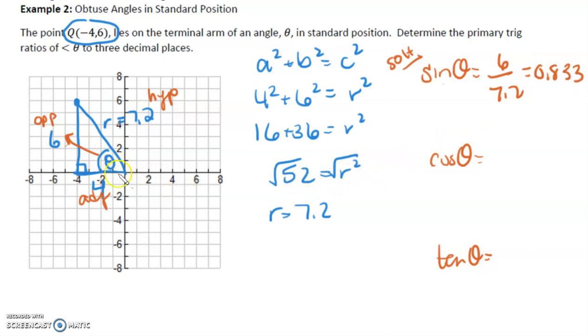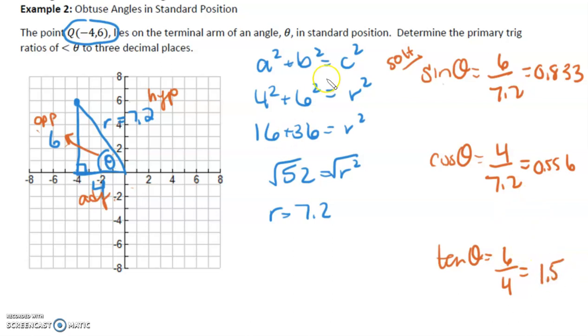Okay, for cos, we're going to do adjacent over hypotenuse, so 4 over 7.2. And we get 0.556. And for tan, we're going to go opposite over adjacent, 6 over 4. And I think that's 1.2. Oh, 6 over 4, sorry, 1.5. That's it.